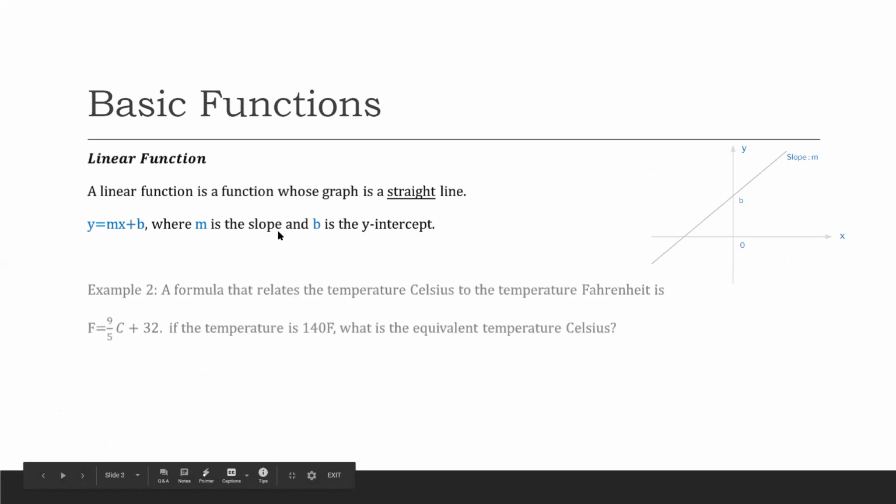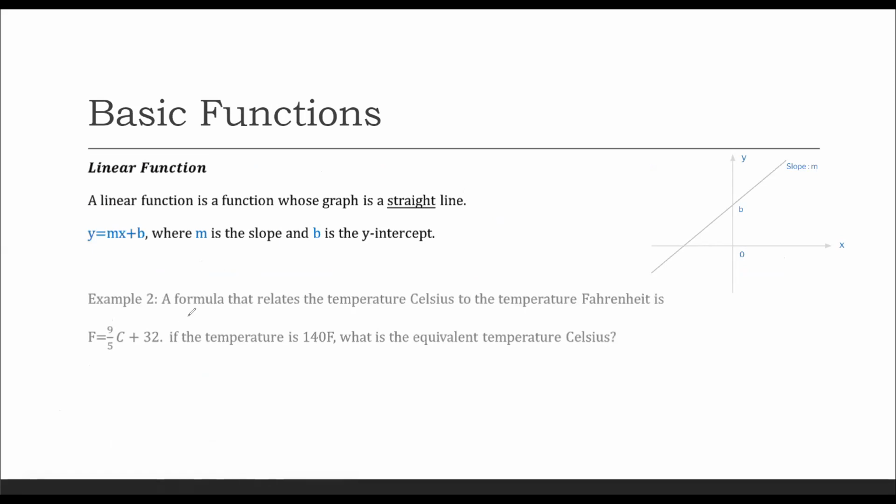So one type of function is a linear function, and in a linear function, the graph will be a straight line. You can write it as y = mx + b, where m is the slope and b is the y-intercept. An example is a formula that relates the temperature in Celsius to the temperature in Fahrenheit: F = (9/5)C + 32.